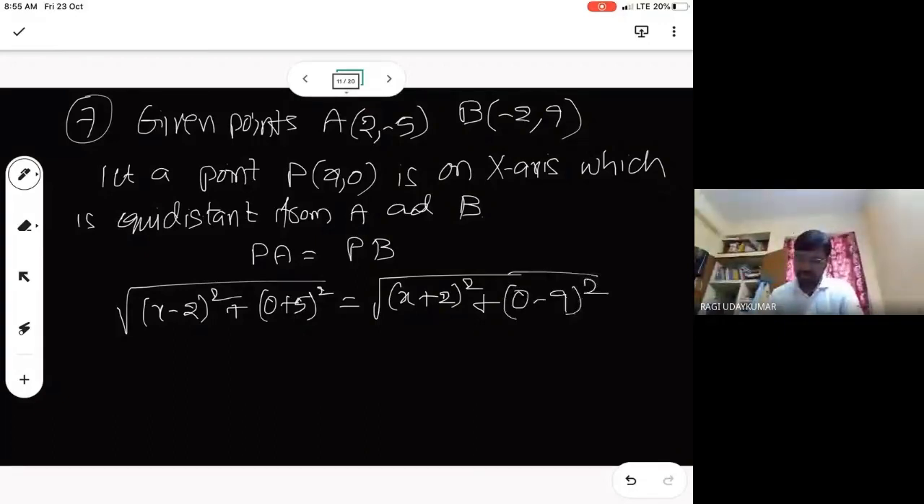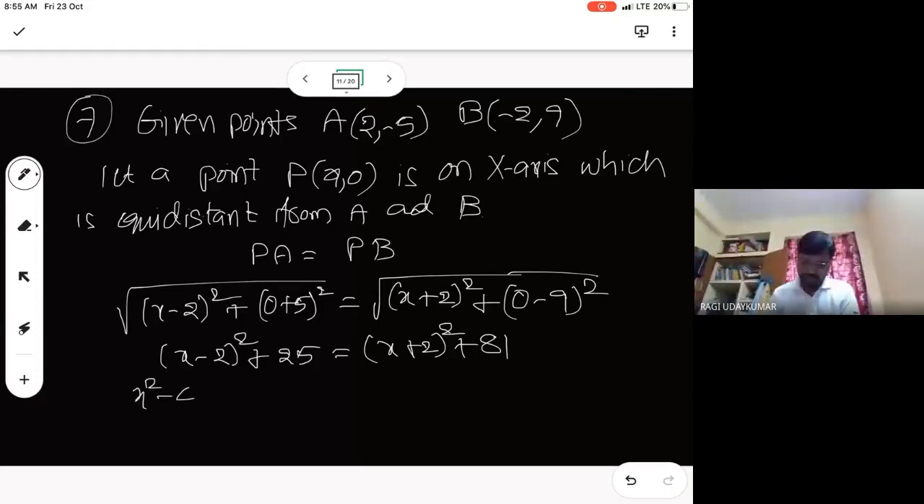So both sides under root है, square root निकाल सकते हैं because squaring on both sides. So you are going to get x minus 2 whole square plus 25 is equals to x plus 2 whole square plus 81. Expand: x square minus 4x plus 4 plus 25 is equals to x square plus 4x plus 4 plus 81. ये x square cancel, ये 4x उधर भेज दो, ये दोनों को सम करके इधर भेज दो.